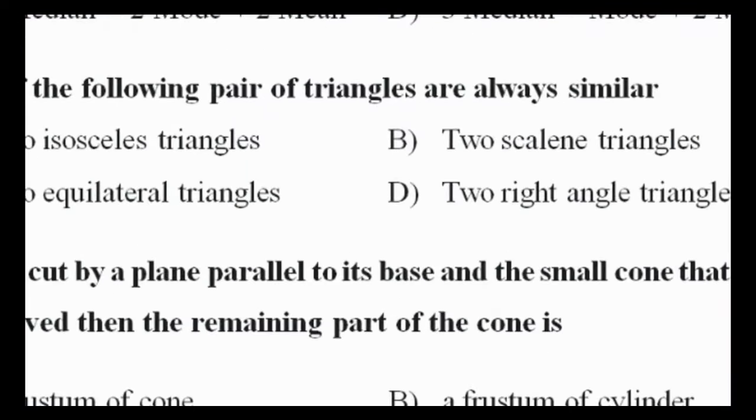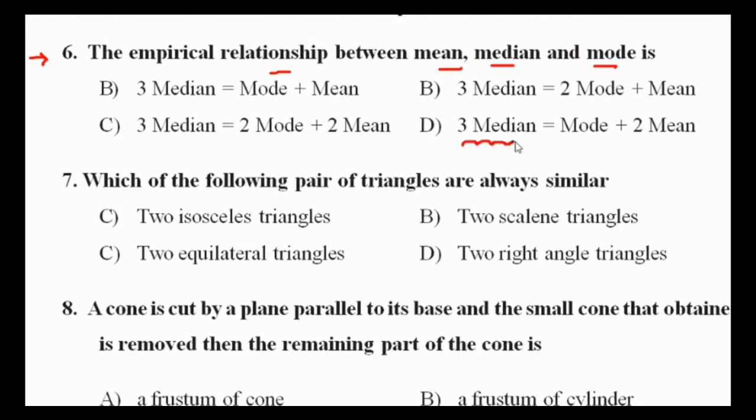Moving on to the fifth question. The sixth question. The empirical relationship between mean, median, and mode is. So the relation between mean, median, mode is 3 median is equal to mode plus 2 mean. So D is the correct option for the sixth question.